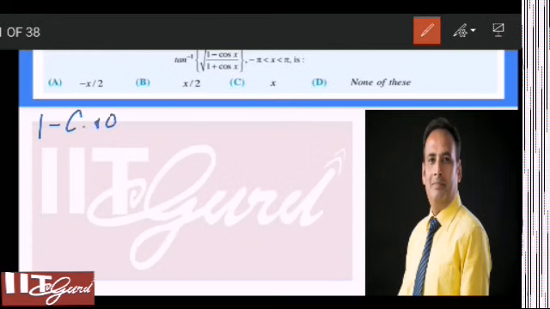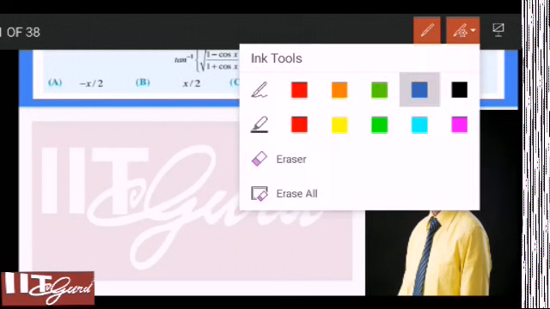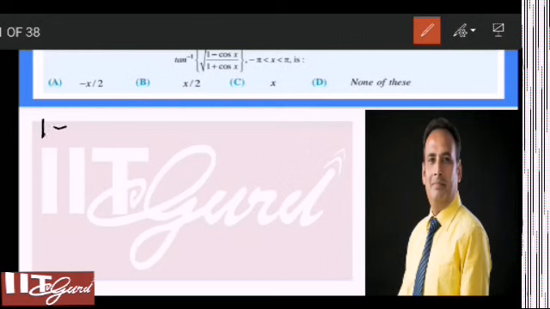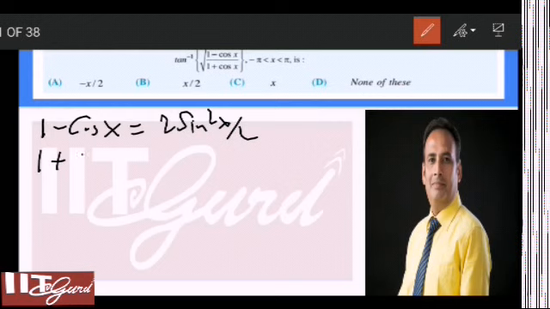As you see here, x is negative as well as positive, and it is under the root. So first of all we have to use simple trigonometry for the square root of 1 minus cos x upon 1 plus cos x. 1 minus cos x we write as 2 sine square x by 2, a very well known identity. And 1 plus cos x we write as 2 cos square x by 2.